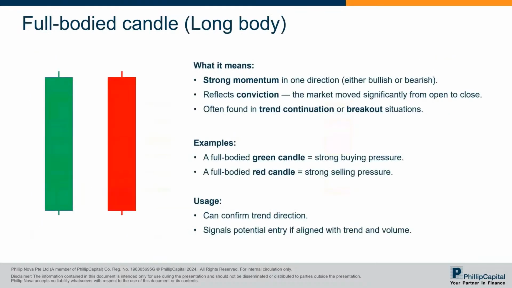So the first type is a full-bodied candle, whereby the body of the candle is the large part of the whole candle. What this means is that the conviction in the direction that it is going is very strong. In a full green candle, it means that it is very bullish. Buyers are fully in control. It started at below and it ended all the way at the top, no hesitation. And on the other hand, on a full body red candle, you can see that the selling pressure is strong. It started at the top and came all the way down without much retracement.